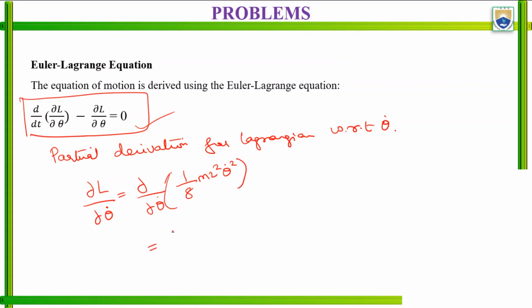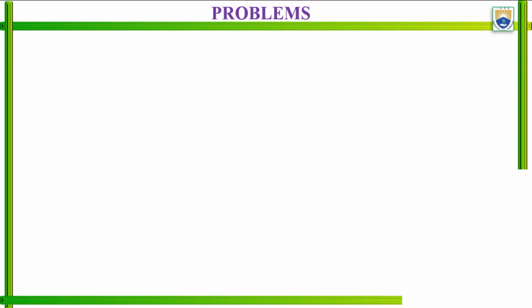Now when we have got this, what will the equation become? 1 by 4 ml square theta dot. That is the equation which we are getting for dou L by dou theta dot when we are doing a partial derivation of the Lagrangian with respect to theta dot.